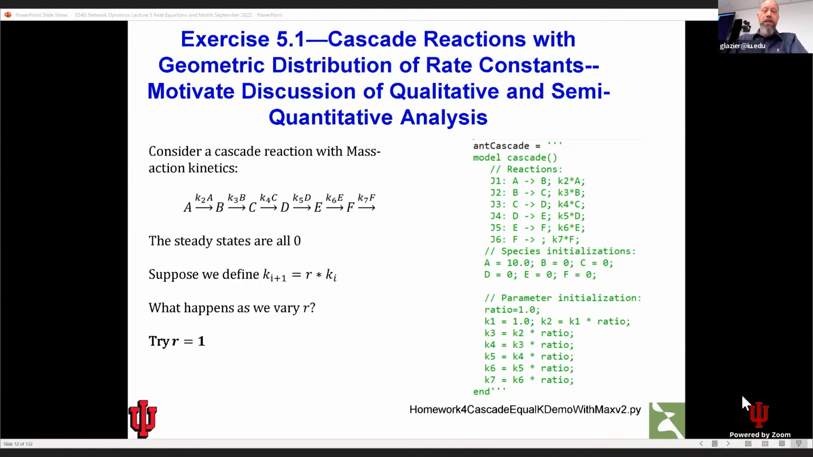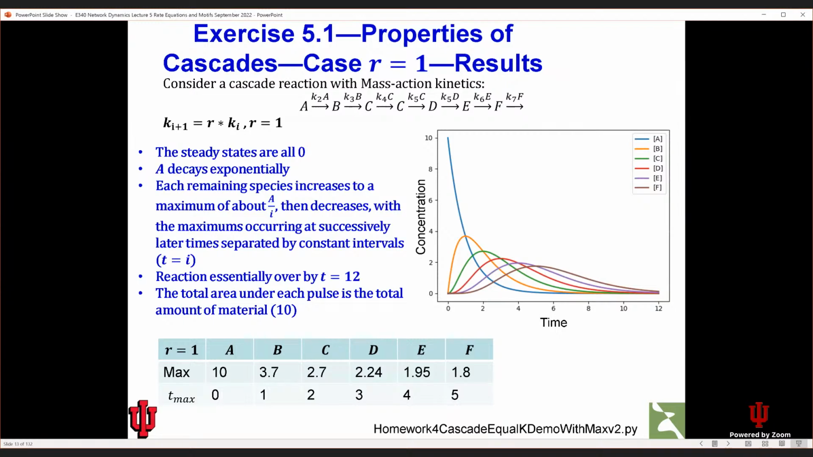So what did you find? What did it look like? Somebody tell me what it looked like. It looks like a bunch of humps, like Gaussian distributions. Except A seems to come down like an exponential or logarithmic curve, but all the other ones seem to have humps, where B has the peak the soonest and then F peaks the latest.